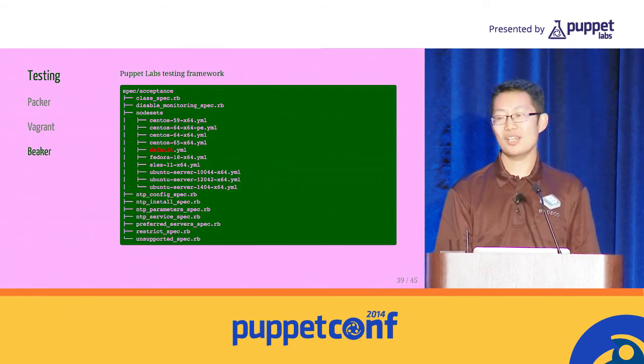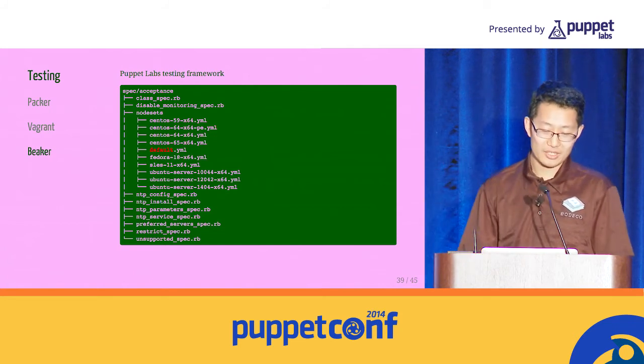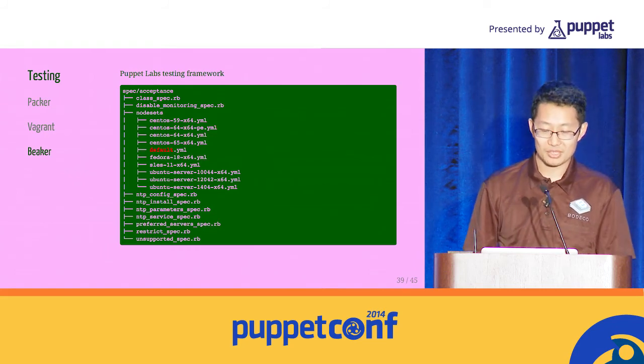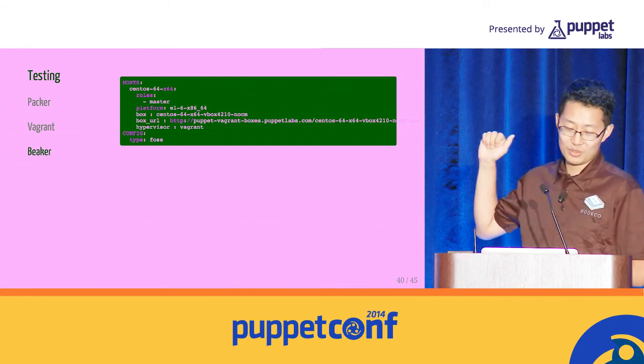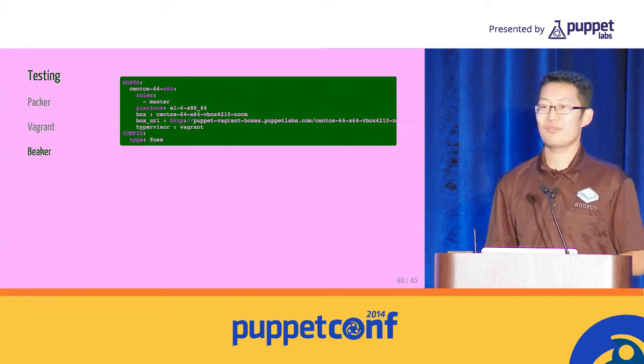So instead of having to run this against production, you can specify a variety of VMs, a variety of systems, and what testing you can run against them. Here's an example where you specify a syntax master, and this looks very much like a Vagrant config file.